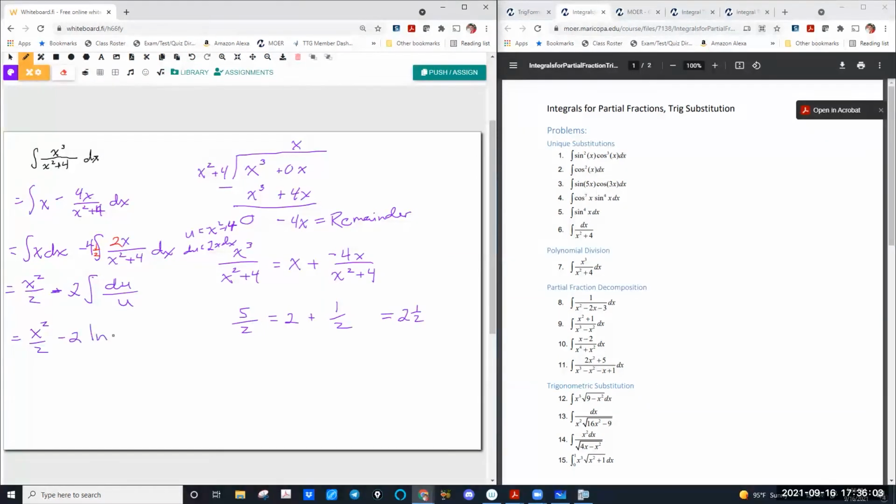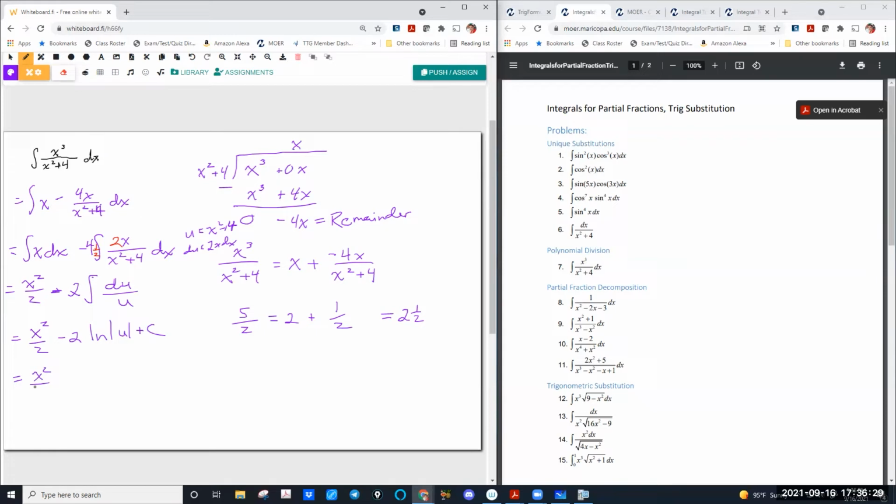Remember that I do want you to get in the habit, ln of the absolute value of u, plus c. It's an indefinite integral. Clear as day, we can see we've got a contradiction in our variables, so we don't want to miss subbing back. Here's our u. Kind of plug it in for that guy. Well, that wasn't helpful. Let's get rid of that. Plug back in our x squared plus 4.